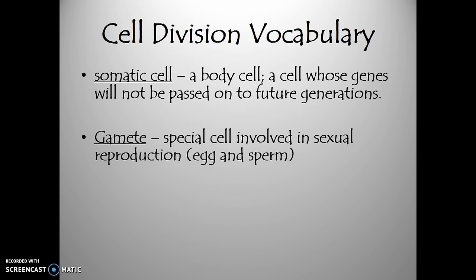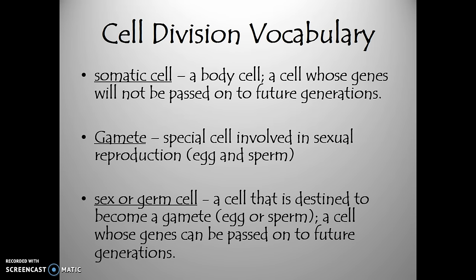Then you have a gamete. A gamete is a specialized cell that is used to make babies. So eggs and sperms. If you get a mutation in your gamete, and then that gamete is used to make a baby, you have passed that mutation on. And now that mutation will be in every single cell in the new embryo that's developing. So gamete mutations do get passed on if they're used to make a baby.